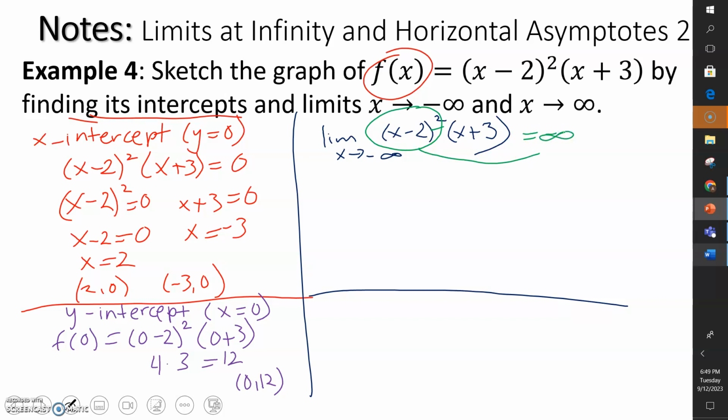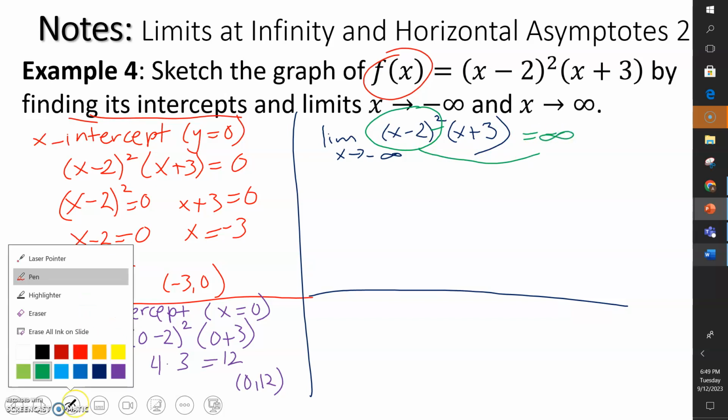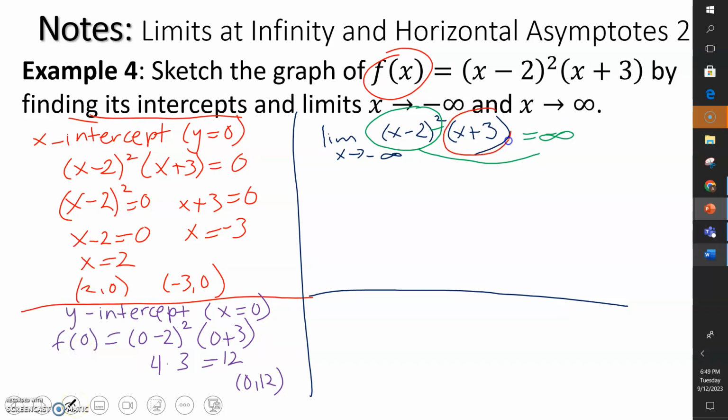Because both ends go up. Now the second function here, x + 3, is a linear function. And we know that a linear function towards the left, if it has a positive slope, will go down to negative infinity. So infinity times negative infinity is negative infinity. So we know that the behavior of our function towards the left is going down forever. Now we'll check the other direction.